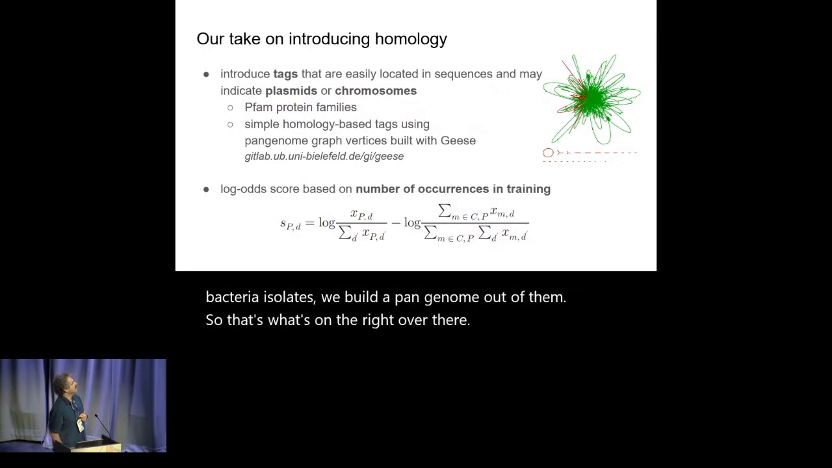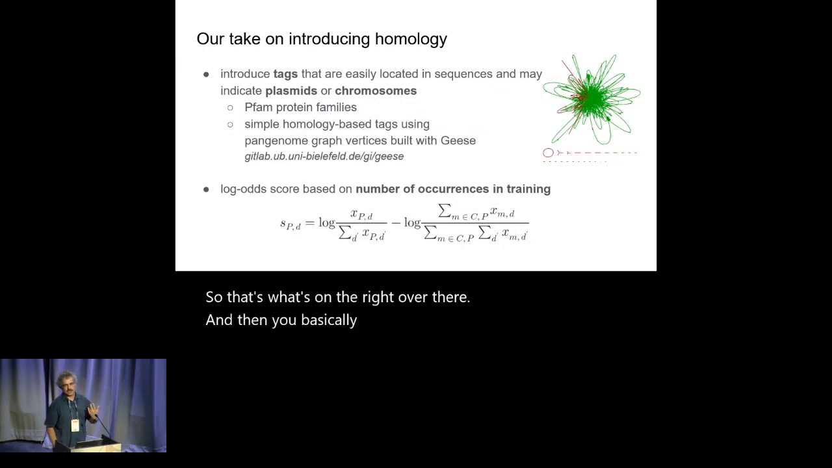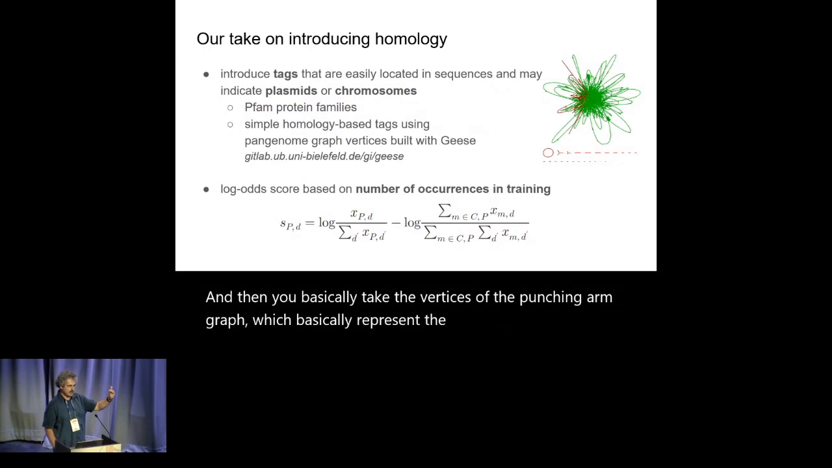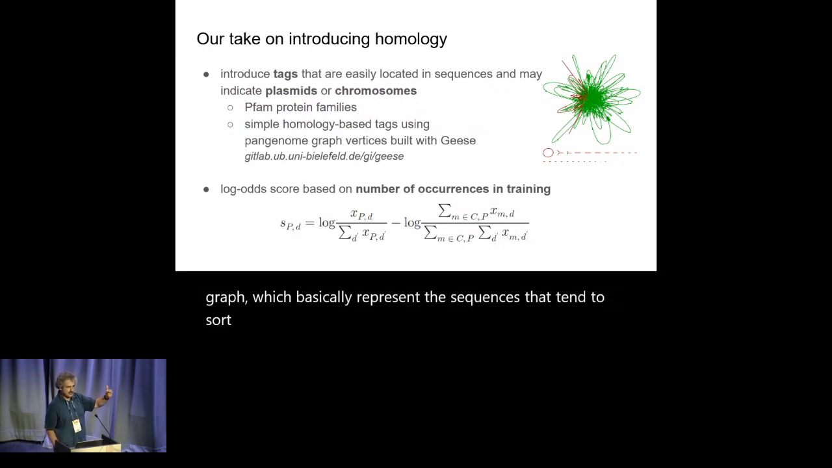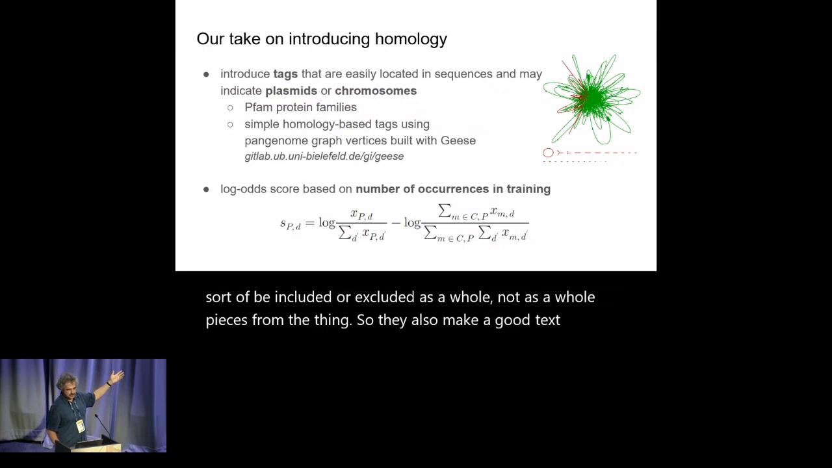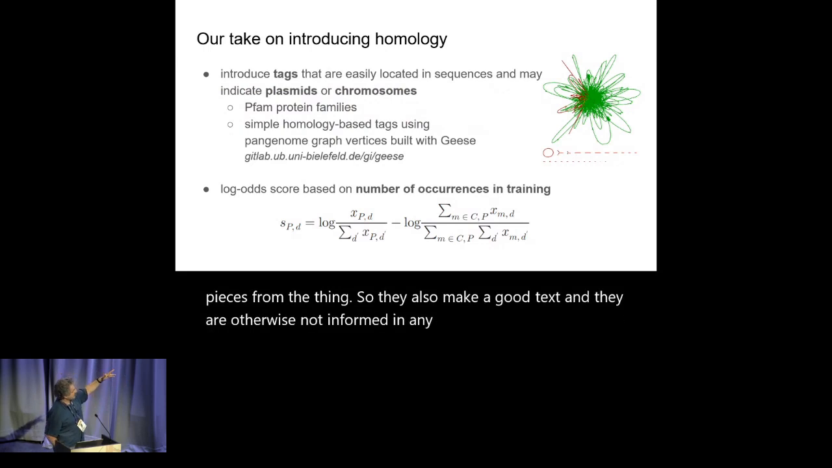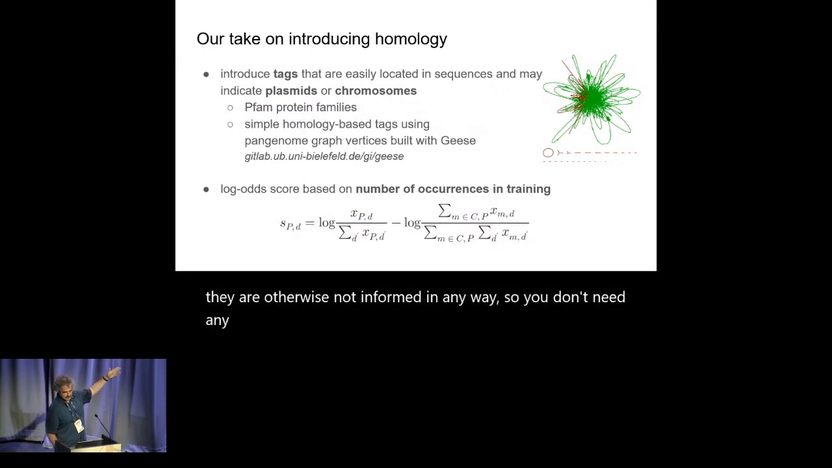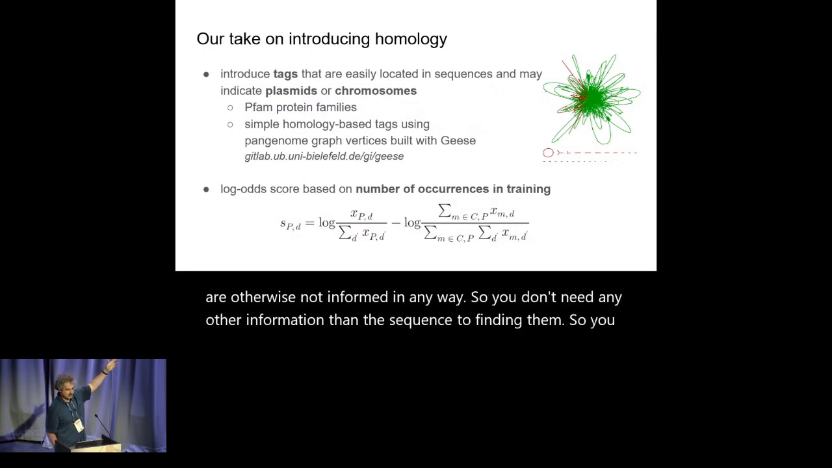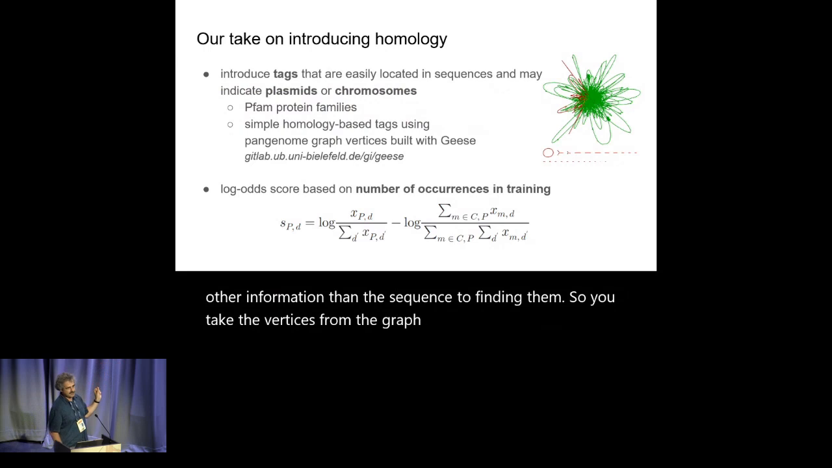And then you basically take the vertices of the pangenome graph, which represent the sequences that tend to be included or excluded as a whole, not as pieces. So they also make good tags, and they are otherwise not informed in any way. So you don't need the sequence to find them. You take the vertices from the graph, and you see whether they occur in your sequences or not. So we have the tags.